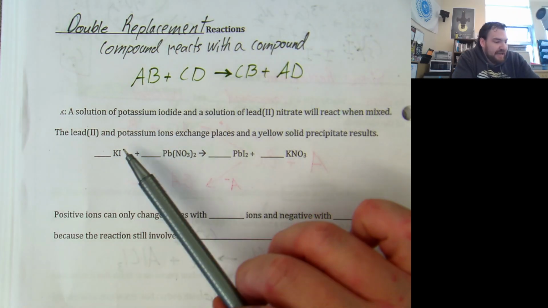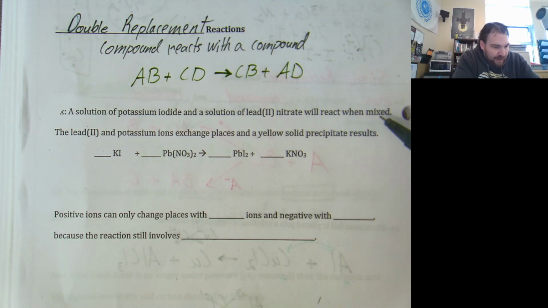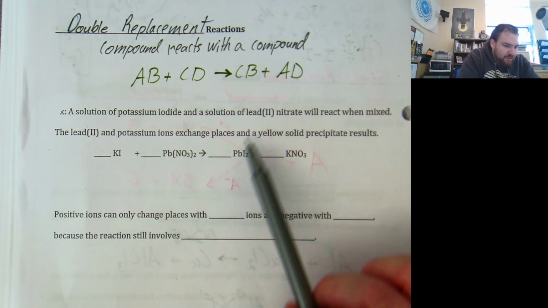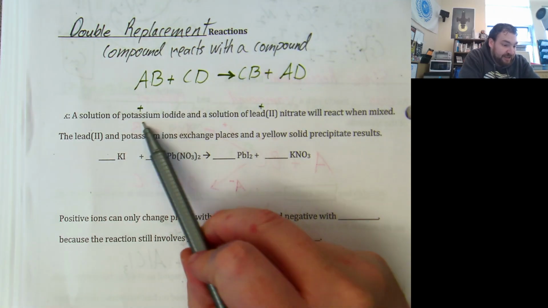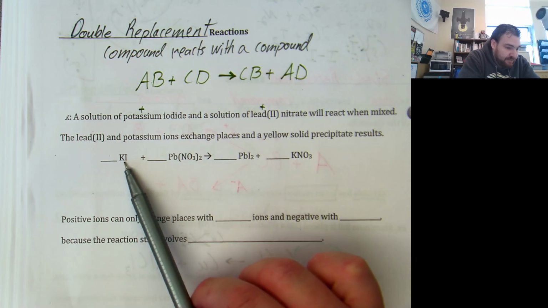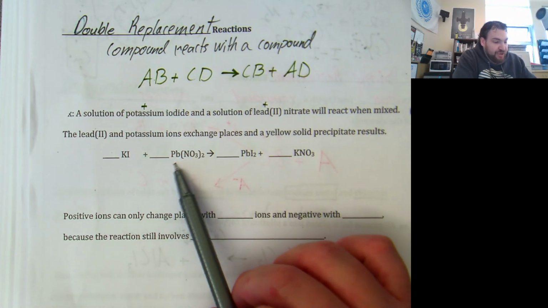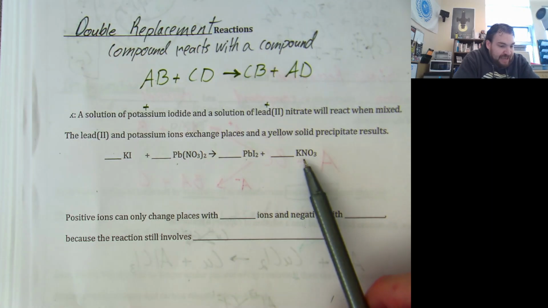So an example of this would be this: a solution of potassium iodide and a solution of lead 2 nitrate will react when mixed. I think I've actually had you do this one already, in the lab. The lead 2, that's the positive ion in the lead 2 nitrate, and the potassium, the positive ion in the potassium iodide, are going to swap spots. So the K and the Pb swap spots. The Pb goes with the I, the K goes with the NO3, and you get PbI2 and KNO3.